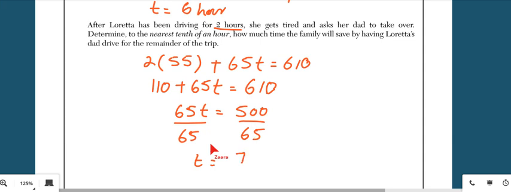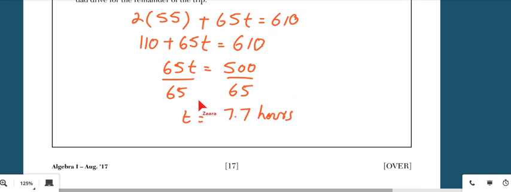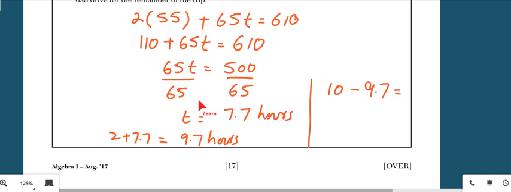You can check that. Yep. It is around 7.7 hours. Okay, and by doing that, the total time they need is 2 plus 7.7, which equals 9.7 hours. And then initially by the first plan they take 10 hours, and if I subtract 9.7 hours from that, I will get 0.3 hours.